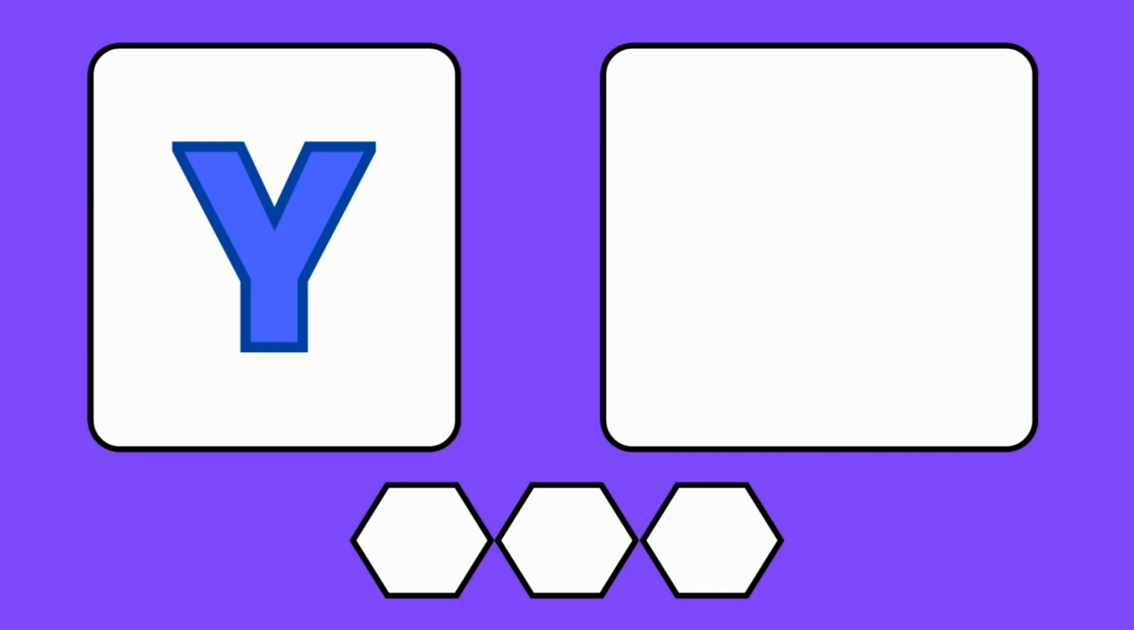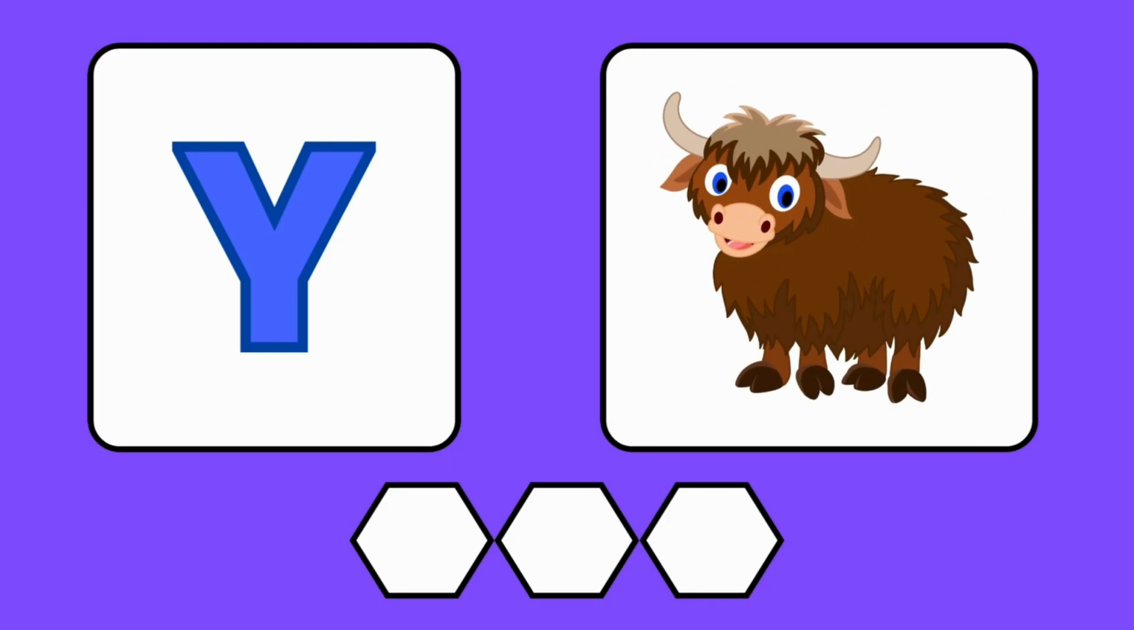Y. Y is for yak. Let's spell it. Y. A. K. Yak.